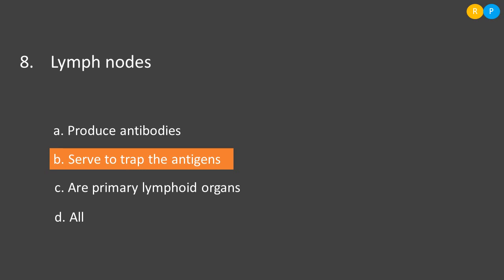Option A, produces antibodies. So lymph nodes do not produce antibodies. Their only function is to trap the antigens. Then option C, are primary lymphoid organs. They are not primary lymphoid organs. Lymph nodes are secondary lymphoid organs. Clear. So in the primary lymphoid organs, we have only two. One is bone marrow and another one is thymus. Then option D, all. So the correct answer here is option B.